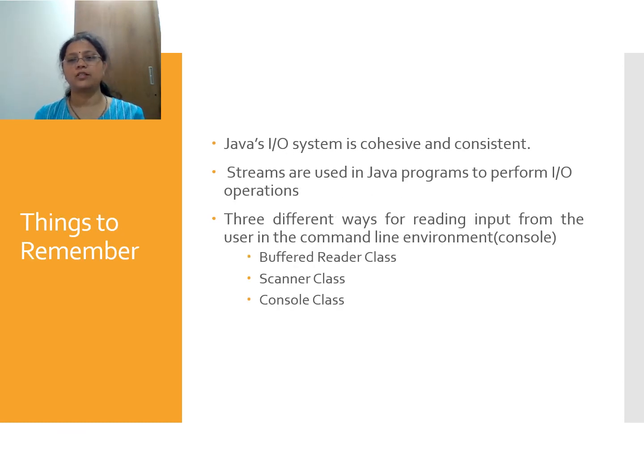In this video, we have discussed two types of streams, byte stream and character stream. Then we have discussed three different classes, which take input from user. So here are things to remember. Java's I/O system is cohesive and consistent. Streams are used in Java programs to perform input-output operations. There are three different ways for reading input from the user in command line environment, that is at console. First one is BufferReader class, second is Scanner class, and third is Console class.